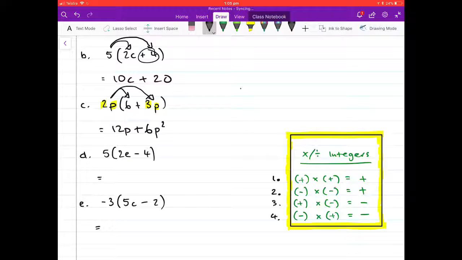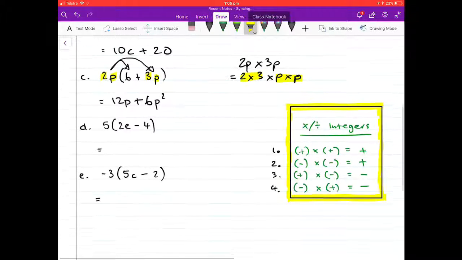Okay, the reason we can do that, 2p times 3p, is exactly the same as writing this here. Because it's all multiplied together, there's no order that needs to be in. So I've taken care of the 2 times 3 to begin with, then I've taken care of the p times p at the end. All right.